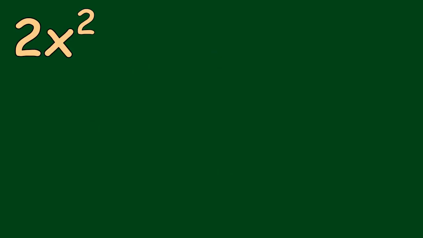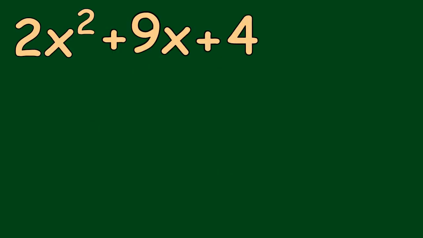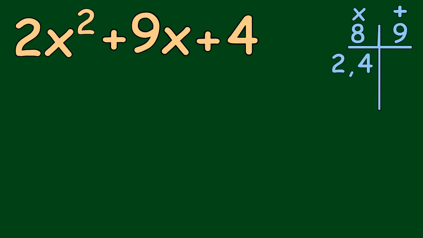Let's begin with 2x squared plus 9x plus 4. None of these terms share a common factor. We need to multiply the 2 from the first term and the 4 from the last term to get 8. This lets us know that we are looking for two numbers that multiply to 8, but add up to the middle term, 9. We know that 2 and 4 multiply to 8, but when we add them, we get 6.